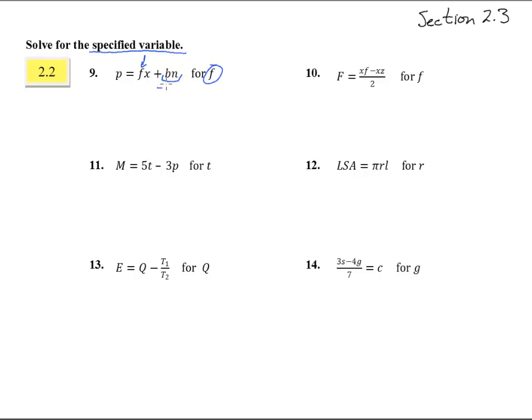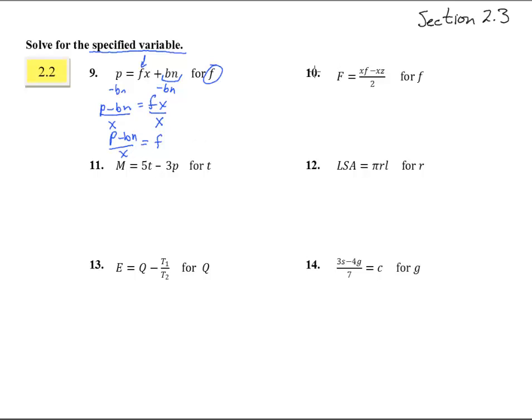We can subtract those off first. Remember, get rid of the addition and subtraction first. So we have p minus bn equals fx. Now you see how the problem got smaller and the f is getting closer and closer to being by itself. Now we have to get rid of that x, so divide by it because it's multiplying. And there we have it. f equals p minus bn over x.